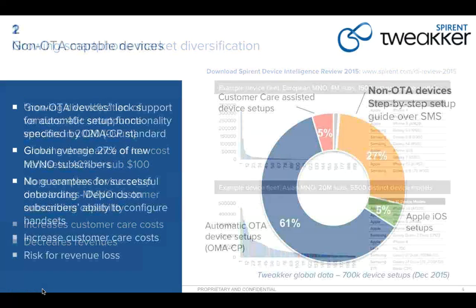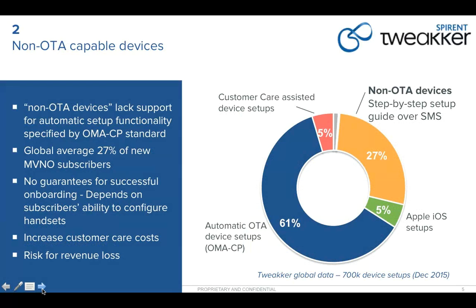Well, basically, when a customer starts using a non-OTA capable device, what will happen is that usually they end up calling customer care because they don't have a data connection. And handling all of these different devices is difficult because, as we spoke about earlier, the smartphone market is really diversifying. So what we do at Tweaker is that we try to enable the users to actually configure their devices themselves. So we have accurate step-by-step guides for many thousands of devices.